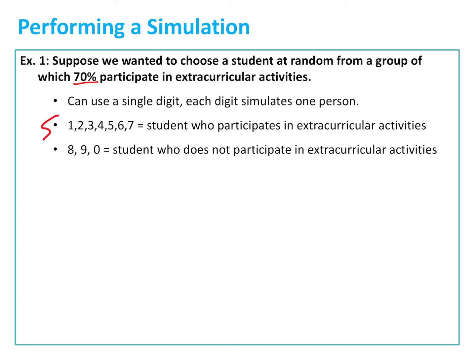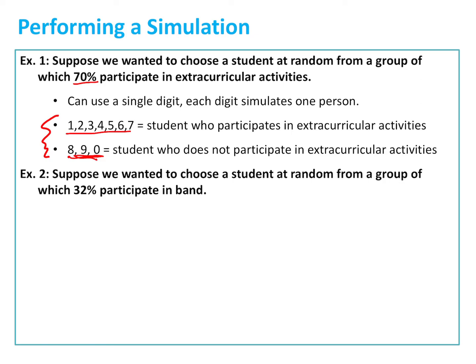How you assign these is completely up to you. It's just something you have to lay out, because if you assign them differently than, say, I do in a simulation, we're going to get different answers, which is perfectly fine. You could say students 0 through 6 were participating in extracurricular activities and 7, 8, and 9 were not. It doesn't matter as long as you have 3 of them that don't and 7 of them that do. How you assign them after that is up to you.